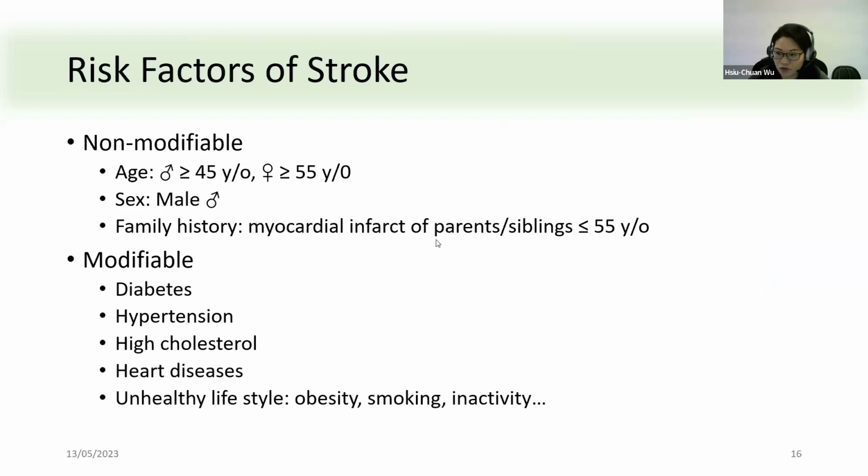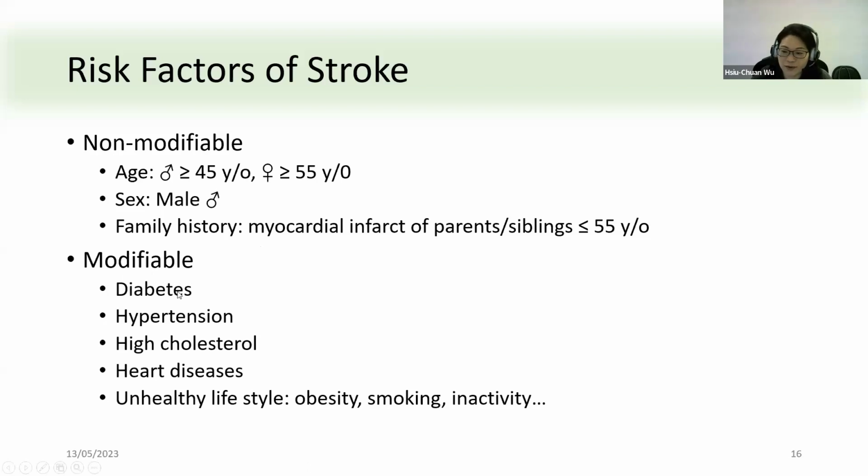So the risk factors for stroke, we divide into non-modifiable and modifiable. For non-modifiable, that means you can't do anything about it. For example, age. For males older than 45 years old and females older than 55 years old, or any male actually, is a risk factor of stroke. And also if you have a family history of early myocardial infarction. So for example, your parents or siblings have myocardial infarctions earlier than 55 years old, then you are at risk of a stroke.